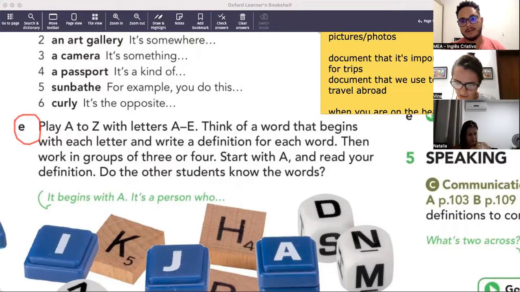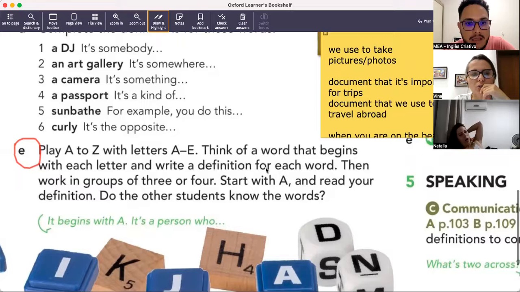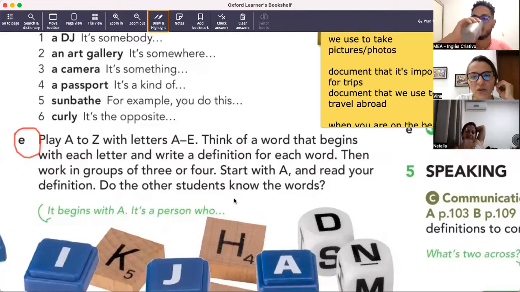Think of a word that begins with each letter and write a definition for each word. Then work in groups of 3 or 4. Perfect. Okay, started. Então, homework. Okay, start with A and read your definition to the other students so they know the word.